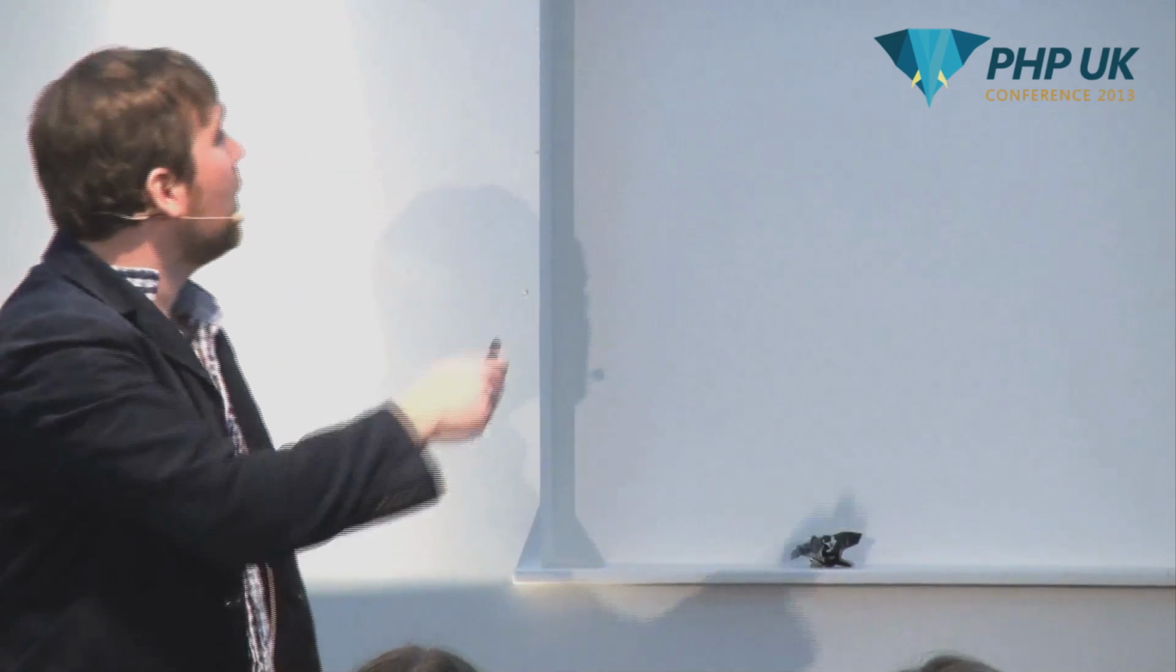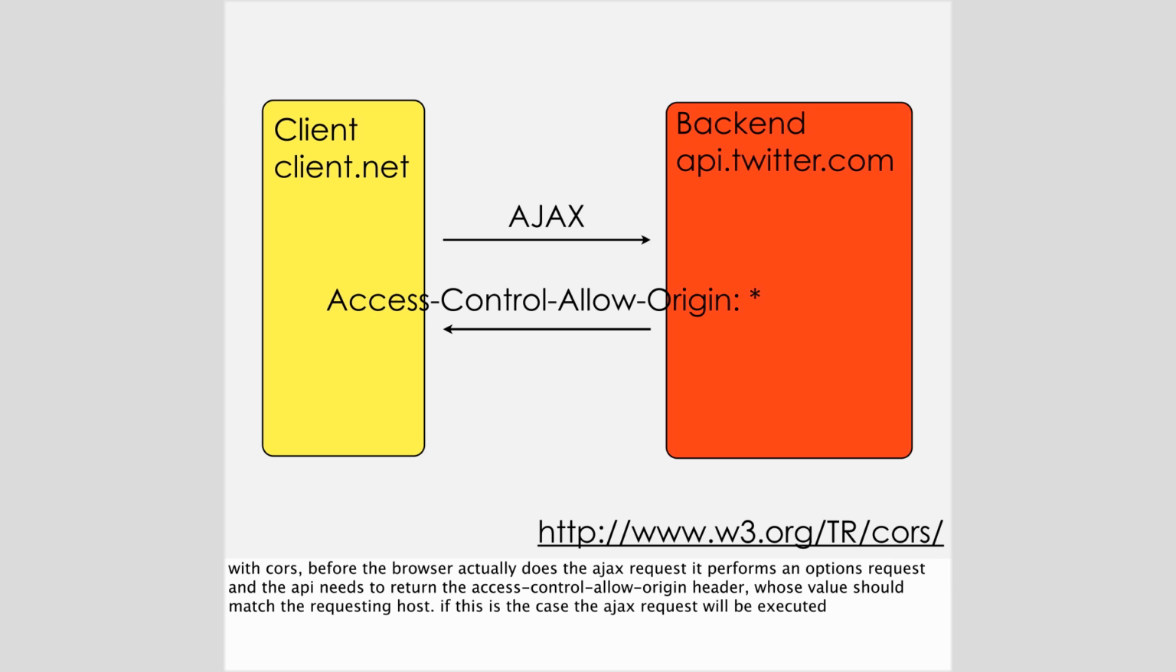It works like this. If my client application on this domain makes an AJAX request to a foreign domain, first the browser makes an OPTIONS request, and this OPTIONS request should return a header, Access-Control-Allow-Origin, whose value matches the domain of the one doing the request. Of course, the asterisk matches all, but I could restrict this.